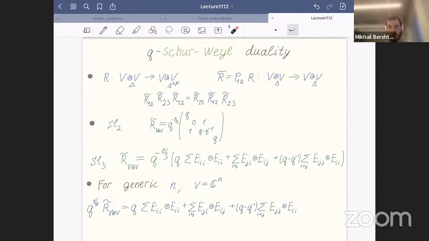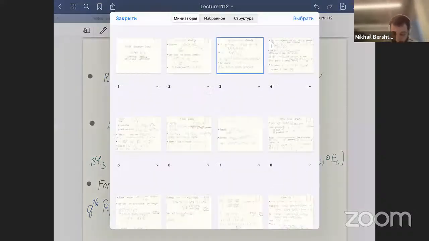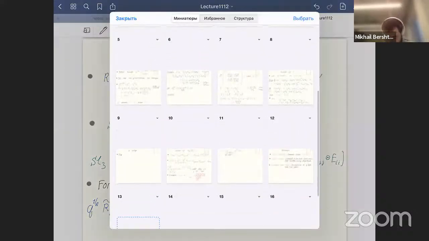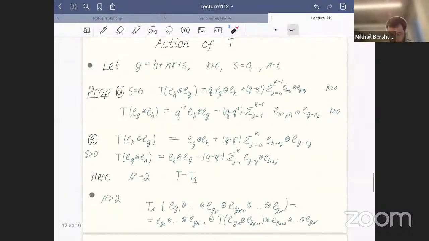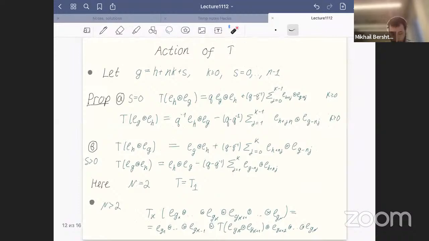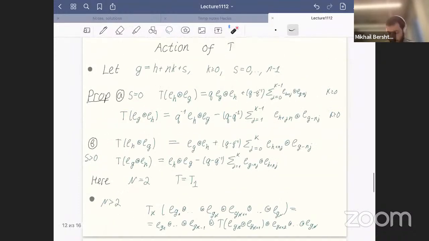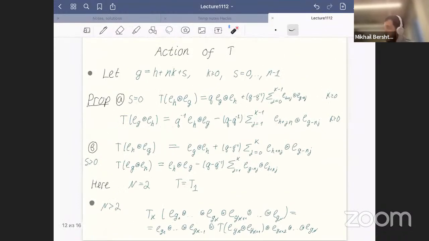I'm really happy that I have some questions. If there are some more. Okay, if not, then this is where we are. Formulas for the action of t. And what do you want to write in universal development?